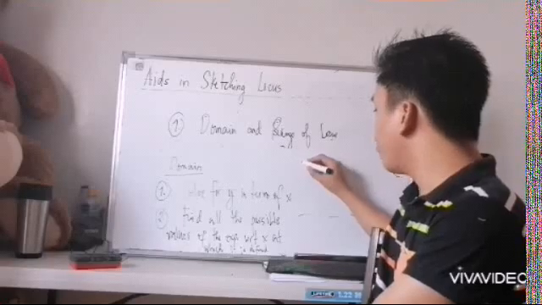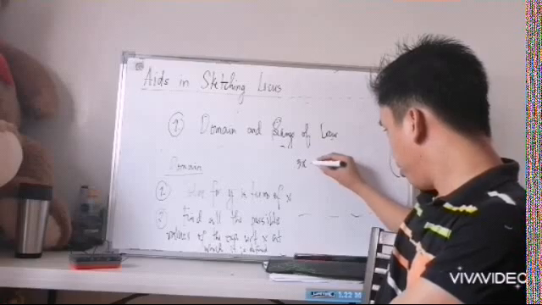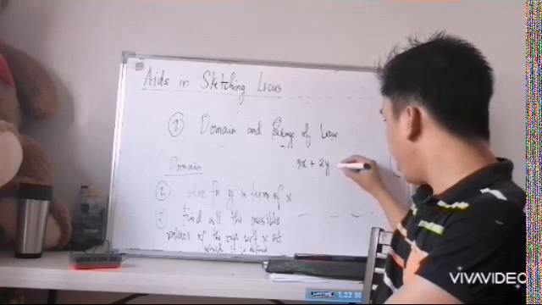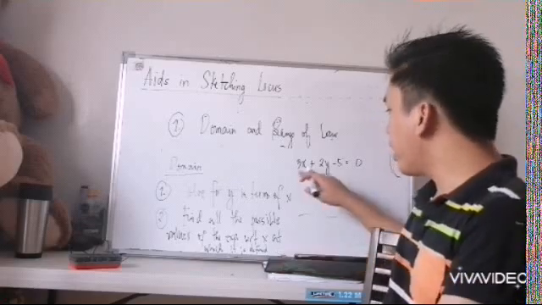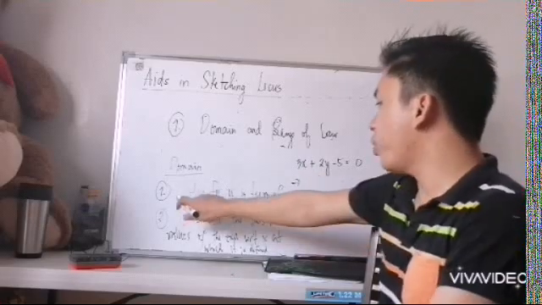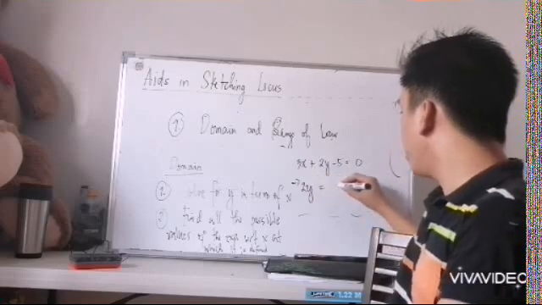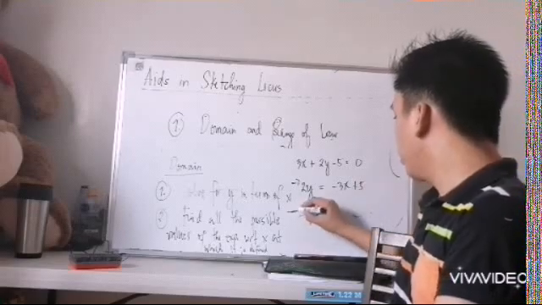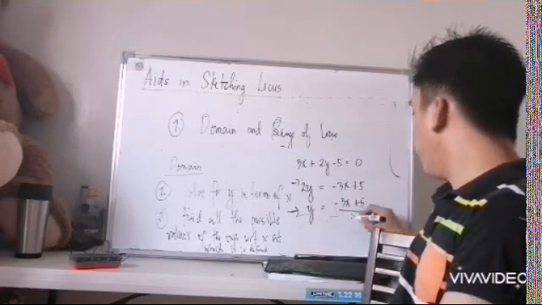Okay, so let's consider this. For example, you have 3x plus 2y minus 5 equals 0. In order for you to get the domain of this equation, you have to solve for y in terms of x according to the first rule. So 2y, I have here negative 3x plus 5. So my y becomes negative 3x plus 5 over 2.